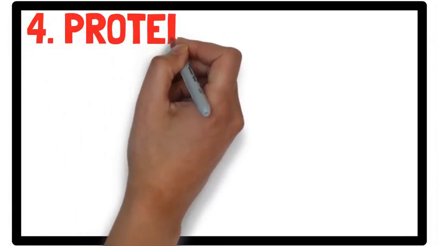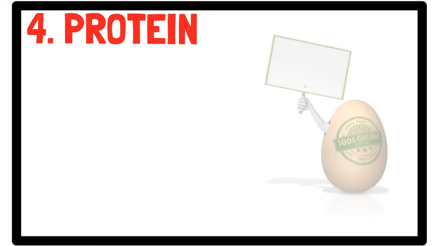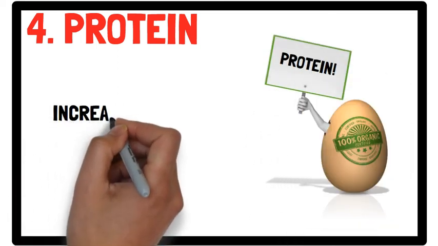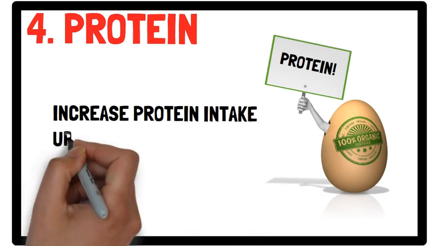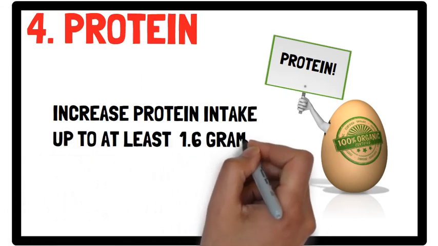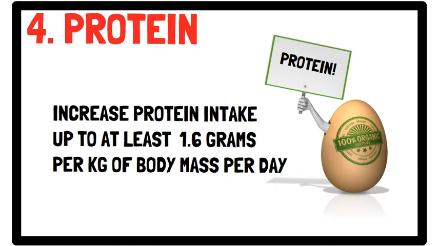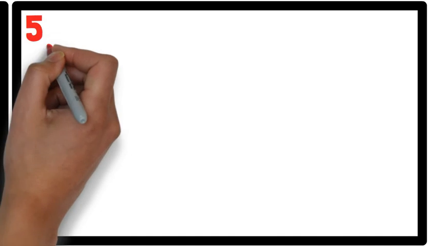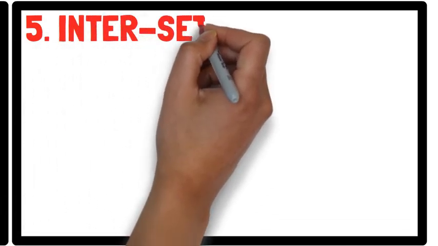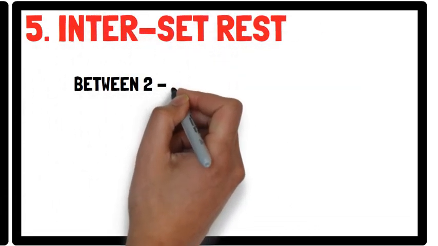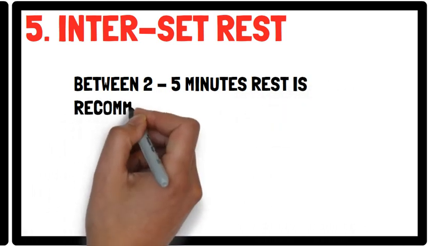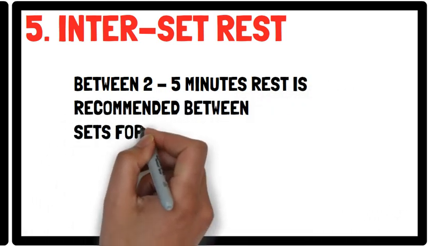Moving on to recommendation 4, which is protein. To support strength gains, Morton and colleagues recommend increasing protein intake up to at least 1.6 grams per kilogram of body mass per day. And the 5th recommendation, inter-set rest. Between 2 to 5 minutes rest is recommended between sets for resistance trained individuals.